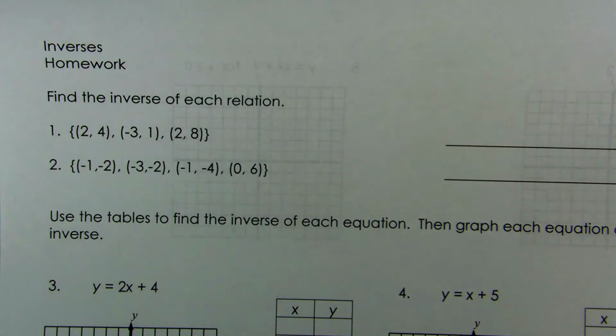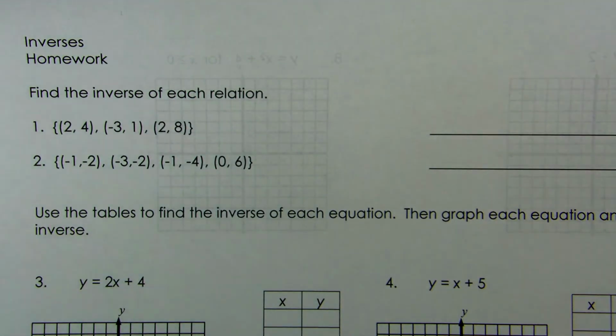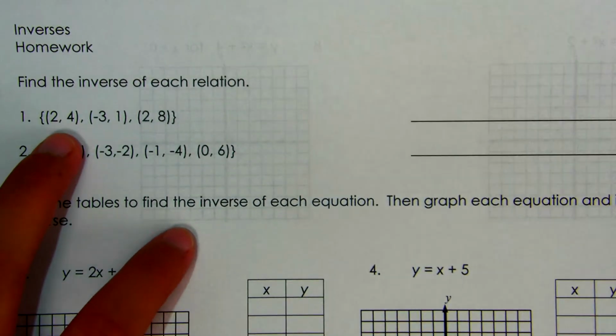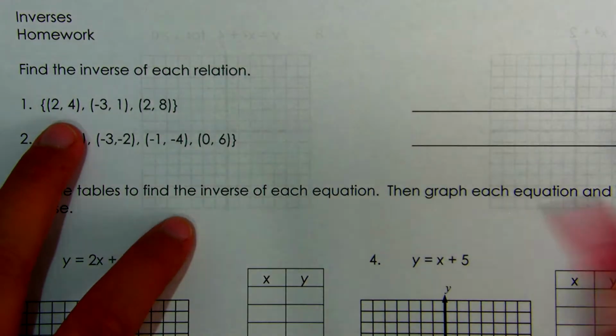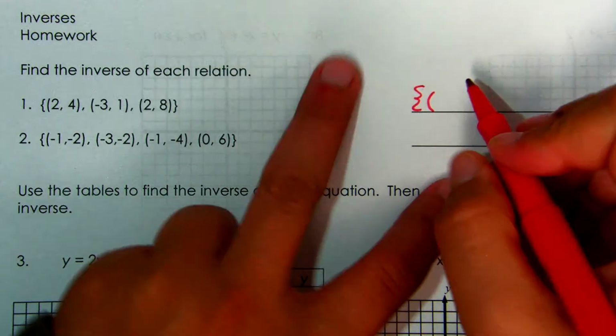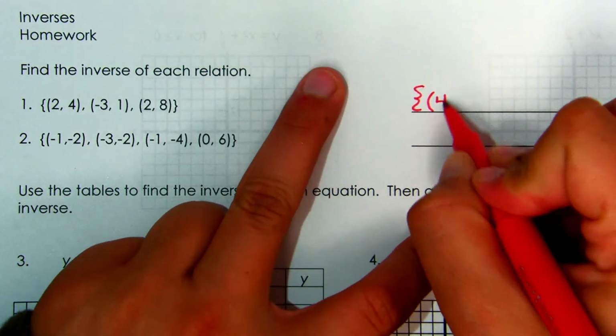Here we go, inverses, just like we learned in class today. To find the inverse of a relation, so given a group of ordered pairs, all I have to do is switch the x and the y values so that I have the new points which are reflected across the line y equals x. So for example, finding the inverse of each relation, I have 2, 4. So my new point of the inverse will be switching them, 4, 2.